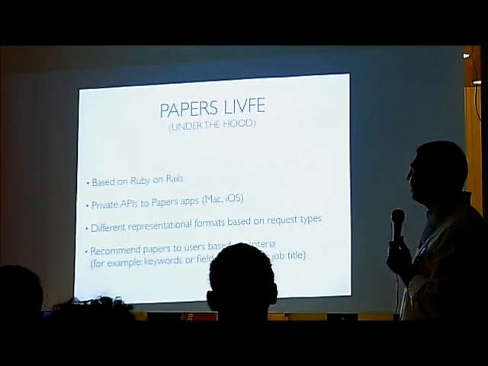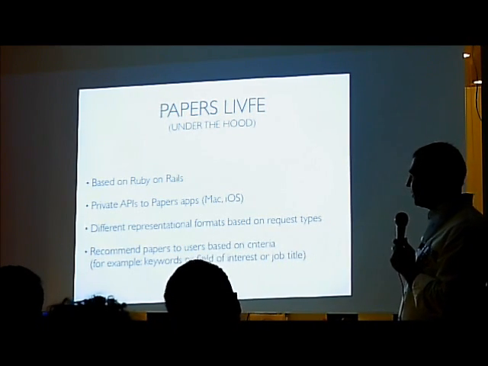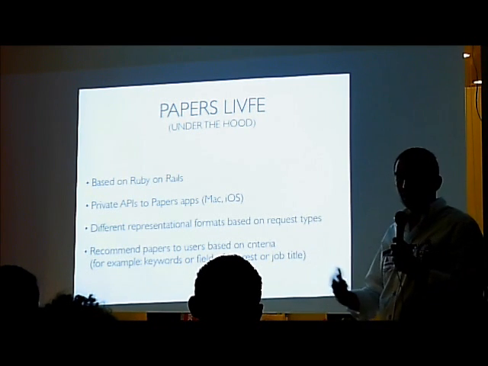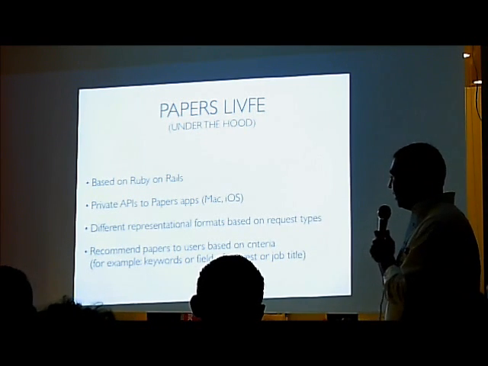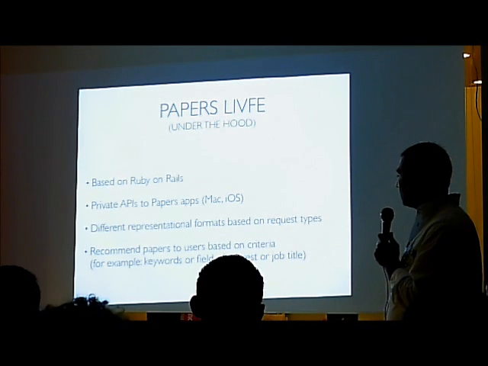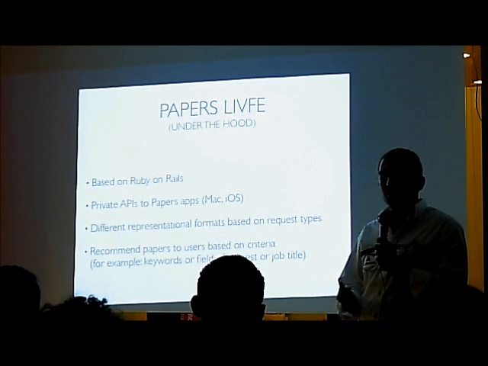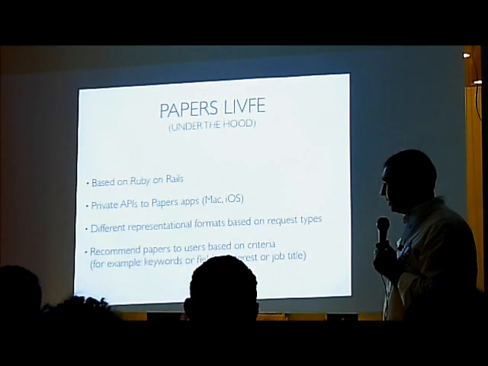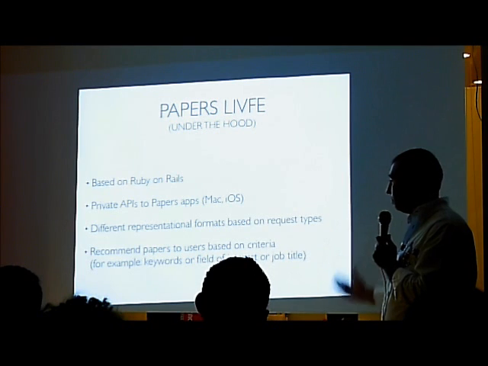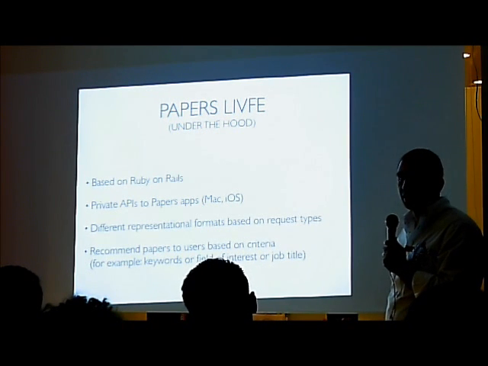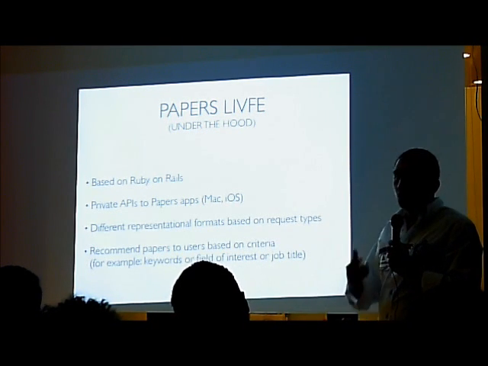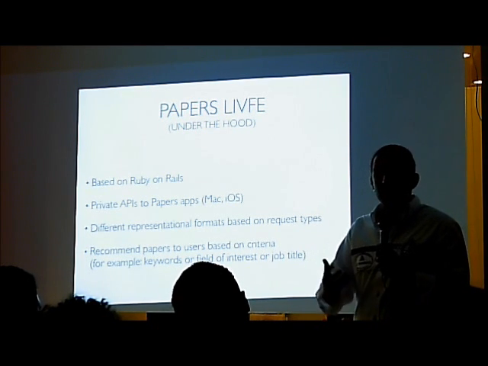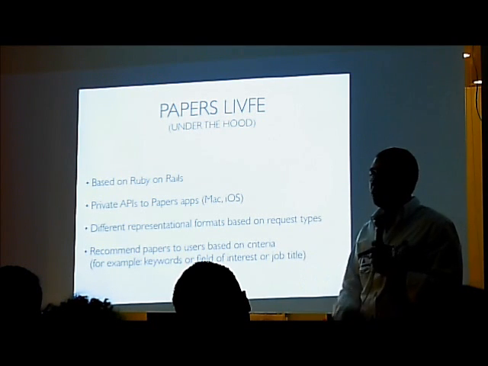So Live under the hood is based on Ruby on Rails. It has private APIs to Papers app. So this is how we connect to the cloud. Different representational formats based on request types, like I mentioned before: XML, JSON, HTML. And it allows recommending papers to users based on several criteria. So we do collect data from the users, and we try and recommend something for them based on the data collected.